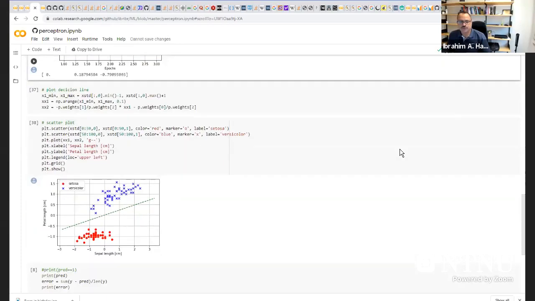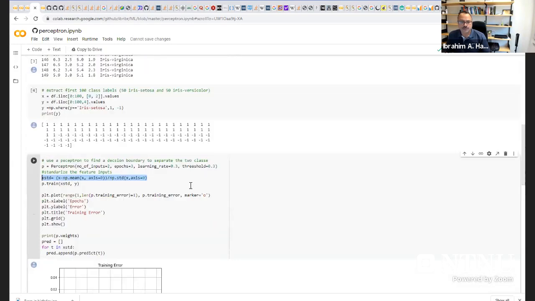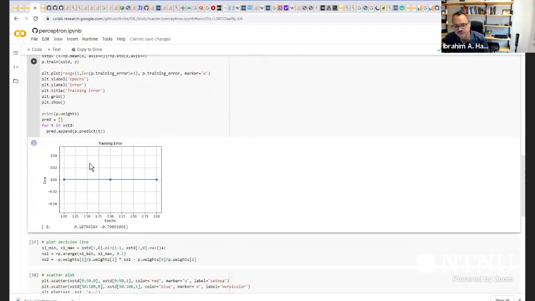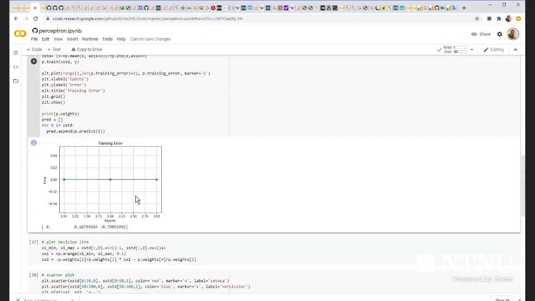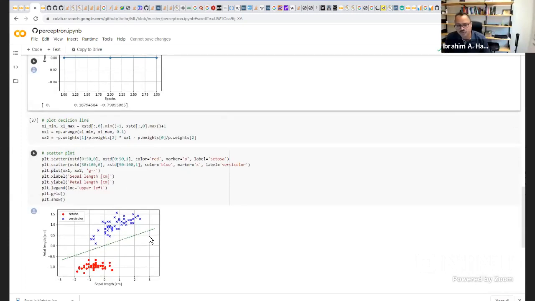I repeated it one more time and I got this decision line, but of course I need to modify the learning rate. I need to increase the learning rate a little bit. When the data was normalized or standardized, my model can converge much faster, as you can see here. And this is the decision line, and it looks better and okay when the data was standardized. Okay, so we can go back to the slides.